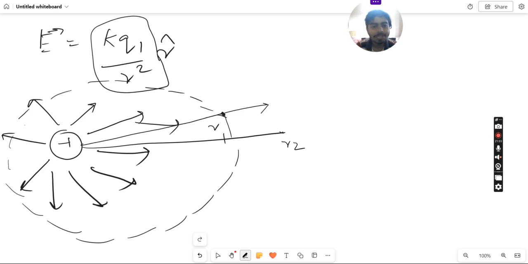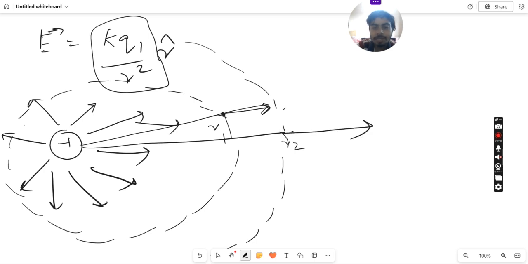What I'm saying is, at all of the points on that spherical surface, the electric field has got the same value, and that is kq1 by r square. Now if we draw another sphere at another distance, that is at r2, in this sphere it would have a different value, and that would be less because r2 is greater than r1. So if we draw this much length vector here, we can't draw this much length vector.